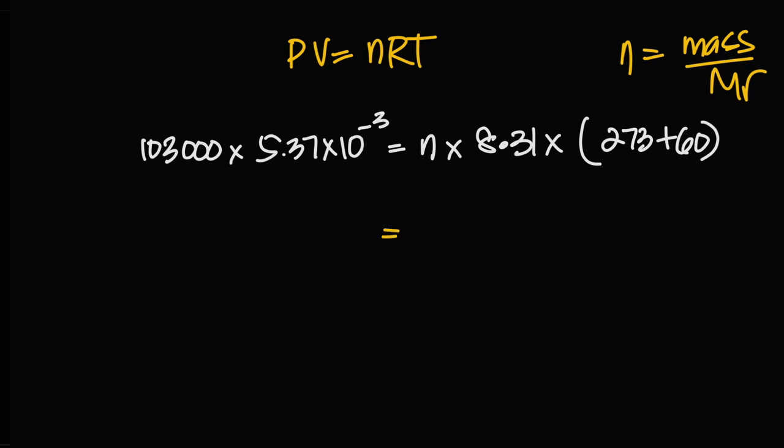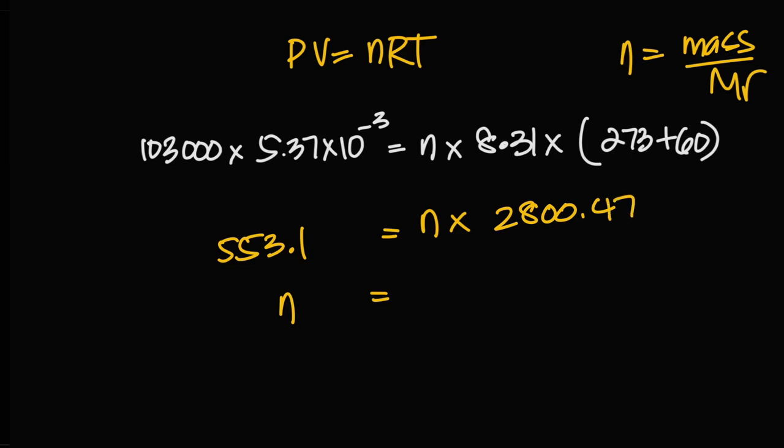And what do you get on the left-hand side? 553.1. Okay. And then on this side, 333 into 8.31, and you find n then. So what is it? 2800. So what do you get number of moles as? 553.1 divided by 2800, 0.197 moles.